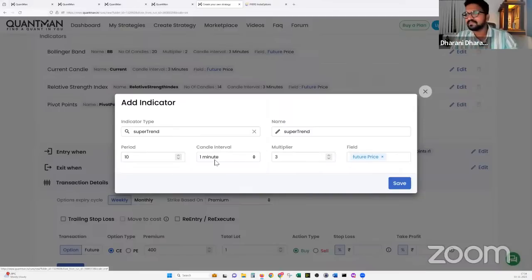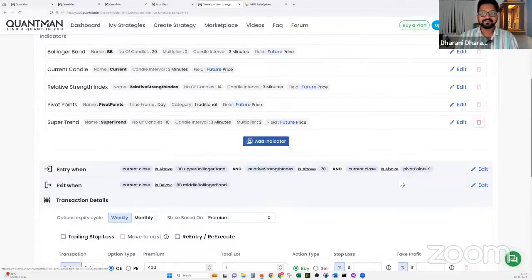I've ever seen. Okay, you guys just see candlestick candle interval is going to be 3 minutes time frame, and this is the first time I'm changing the value of multiplier from 3 to 2. I'm just changing the value of multiplier from 3 to 2 and then I save it.